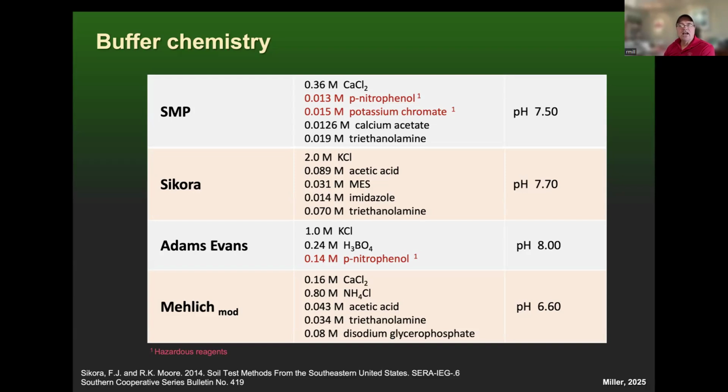In the case of SMP, it's calcium chloride. In the case of Sikora buffer, it's potassium chloride at 2 normal concentration. Adams-Evans is 1 normal. Mehlich is using calcium chloride. They all focus on using a large amount of cation concentrations to kick that reserve acidity off the clays. Here you see SMP is buffered at 7.5, Sikora at 7.7, Adams-Evans at 8, and the Mehlich at 6.6. When you mix that with the soil, any depression in that pH value will tell you that there's a degree of acidity in that sample.